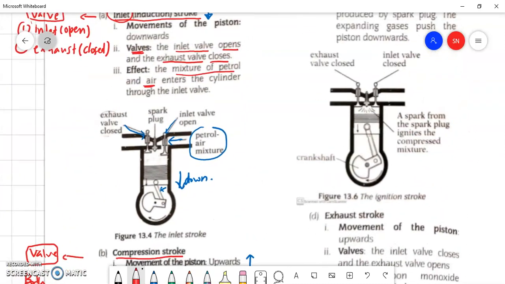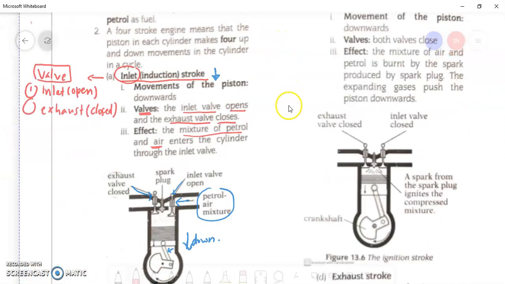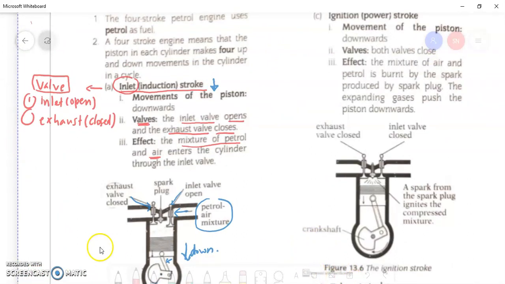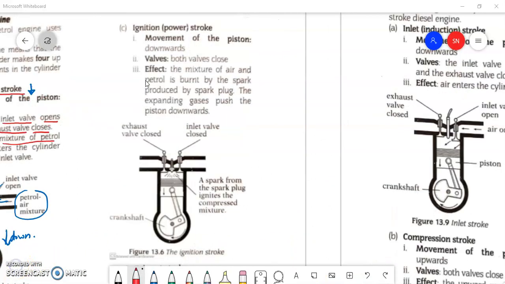Now the third stroke in the same engine, okay, this is the same engine here. Look at your paper, the paper which I gave you, same page. Ignition, or we call it power stroke. Some books just write ignition stroke, some books write power stroke. Movement of piston, you can guess because first was down, then was up. Now this one is going to be movement of piston downwards.